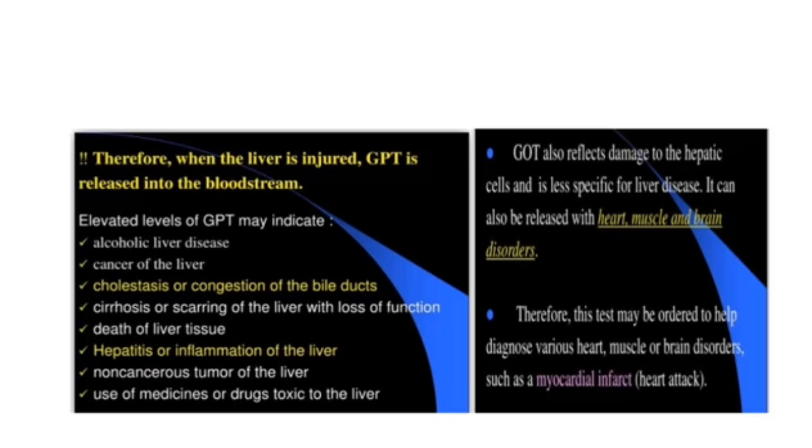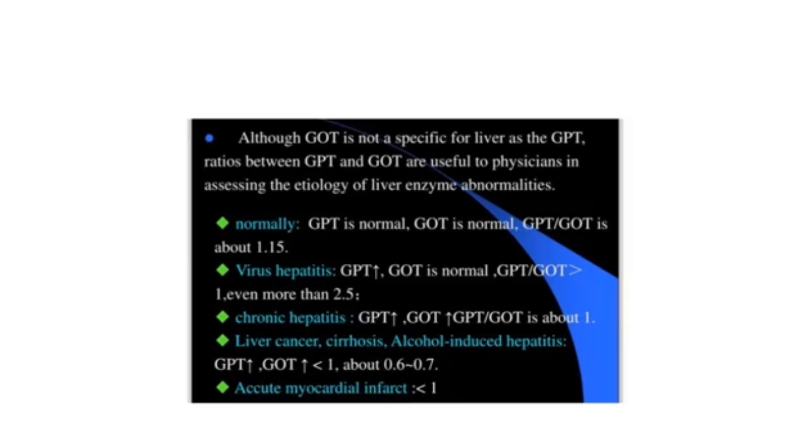The very, very important thing for you to know, which is used in diagnosis, is actually the ratio of GPT to GOT. What is GOT? GOT is aspartate transaminase, that is AST. So another abbreviation for AST is GOT. And another abbreviation for ALT is GPT. So in a normal state, GPT is normal, GOT is normal, and their ratio is about 1.1.5.